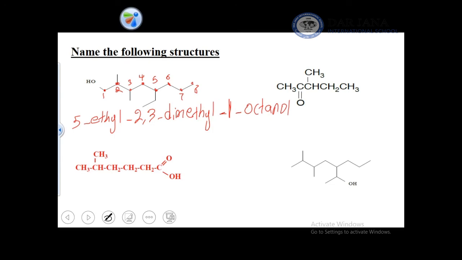This one, the second molecule, start numbering from the carbonyl carbon atom: 1, 2, 3, 4, 5, 6. There is a methyl group on carbon number 5, so it will be 5-methylhexanoic acid, because you remember this is the functional group of a carboxylic acid, C double bond O, OH.